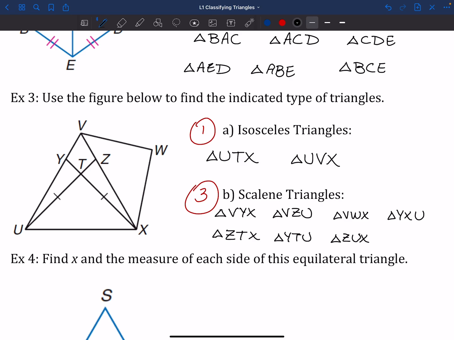You may have found even another one that's scalene. There's a lot of different options there. But again, don't stress about finding every single one. We just want to be able to know what we're looking for and maybe name one or two.